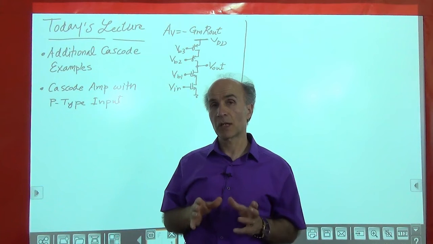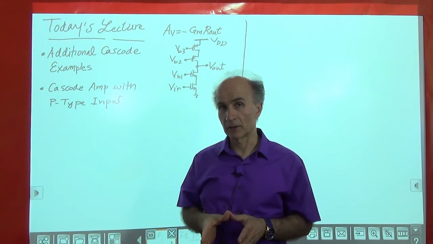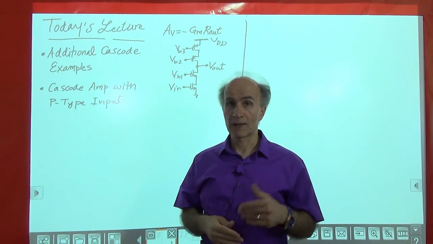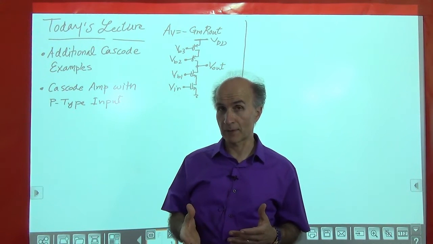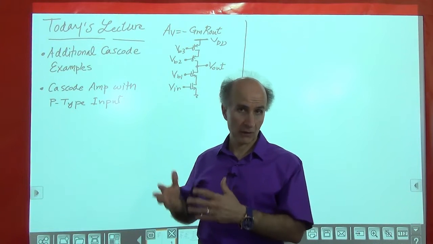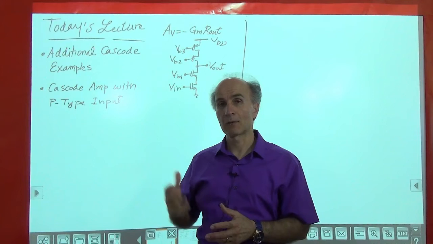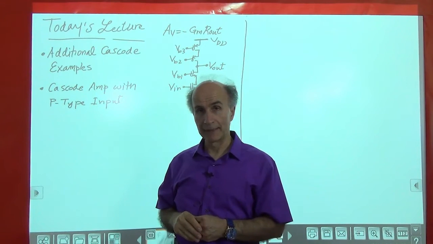And then we will finish up with building a cascode amplifier whose input is a p-type device rather than an n-type device. So for example, it uses a PMOS transistor to sense the input voltage and then generate a current and pass that current through the circuitry so that we have a voltage at the output. So these will be what we will cover today.